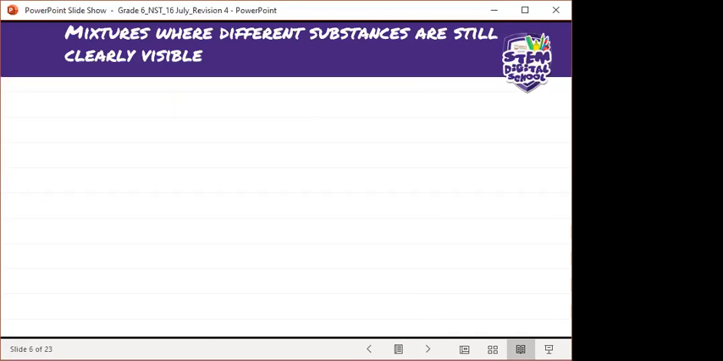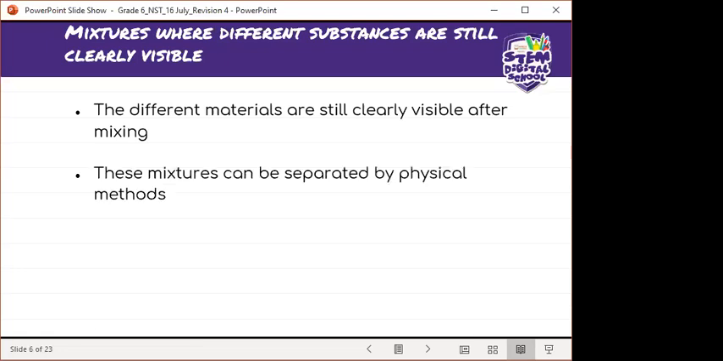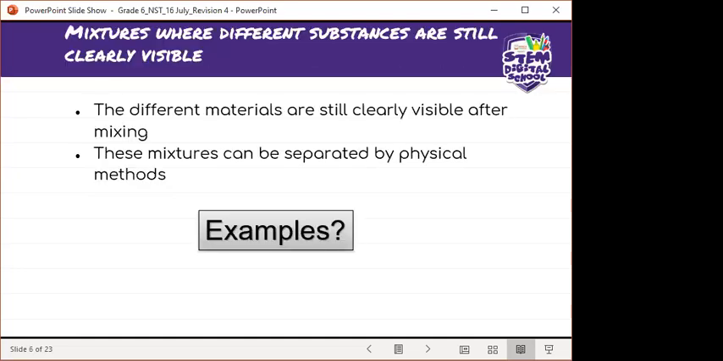All right. So the different materials are still clearly visible after mixing. An example is our fruit salad or different colored jelly beans. And then these mixtures can be separated by physical methods. So I need examples of physical methods that we can use to separate these mixtures.